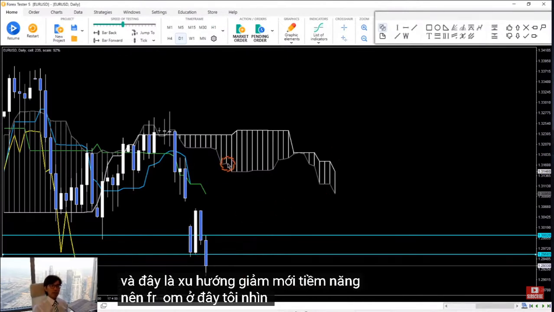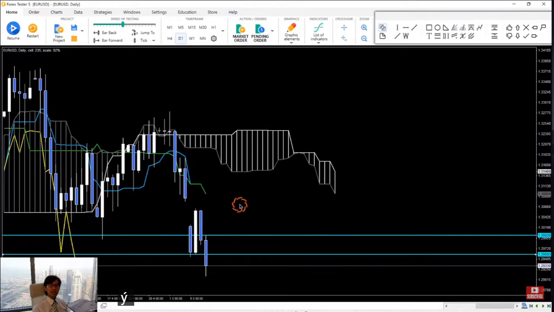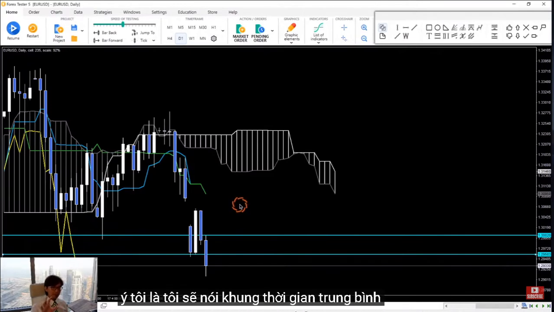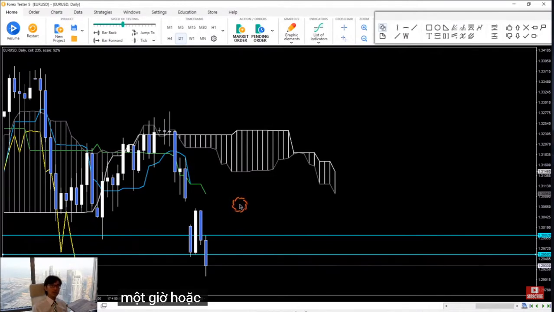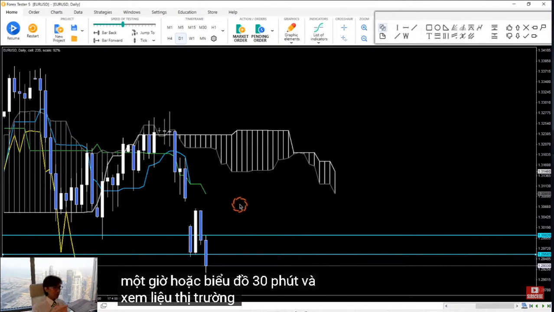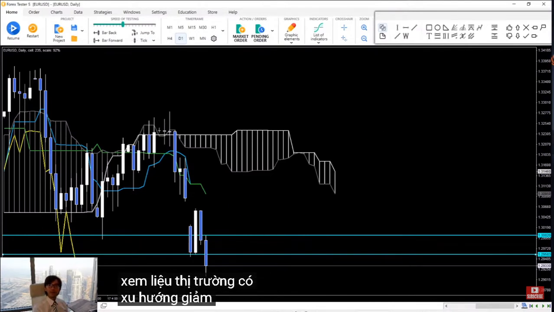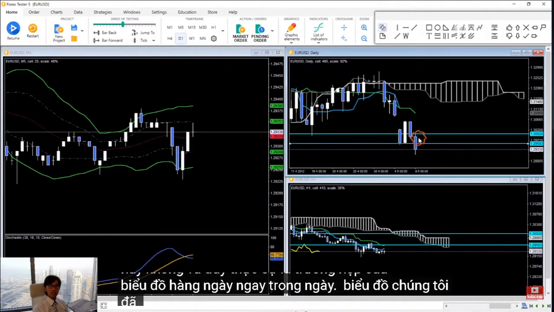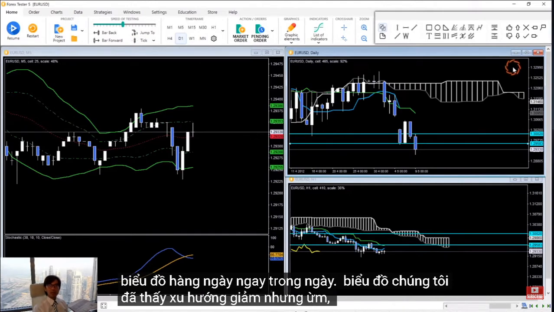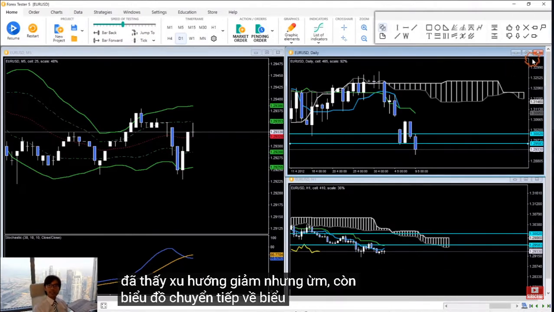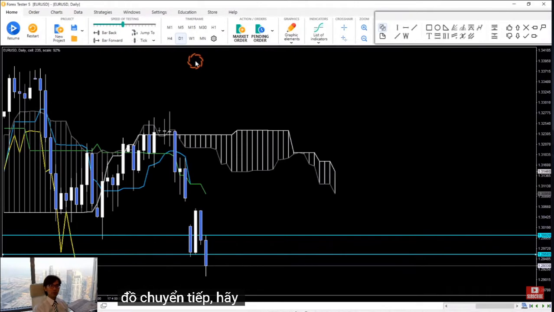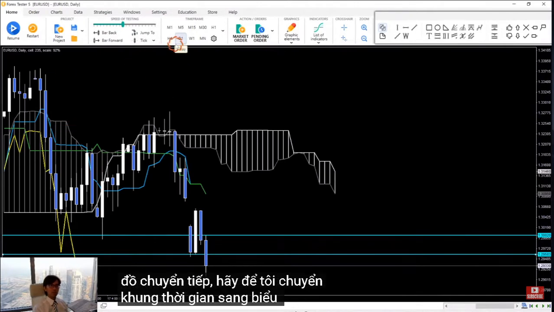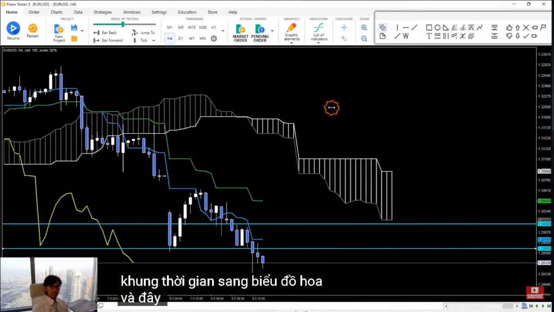So from here, I look at the lower time frame. I say middle time frame, 1 hour chart or 30-minute chart, and see if the market is downtrending. And this is actually the case in the daily chart, right? In the daily chart, we saw the downtrend, but how about forward chart? Let me switch the time frame to forward chart, and here's 4.